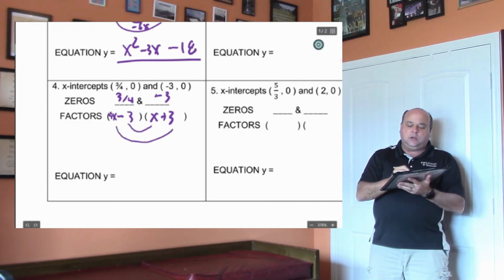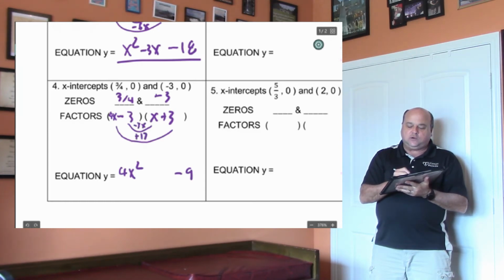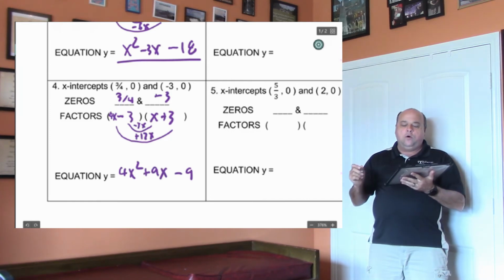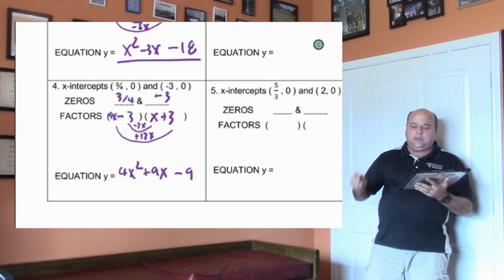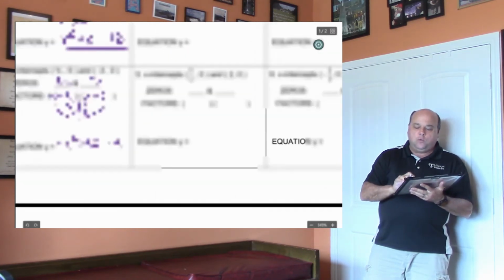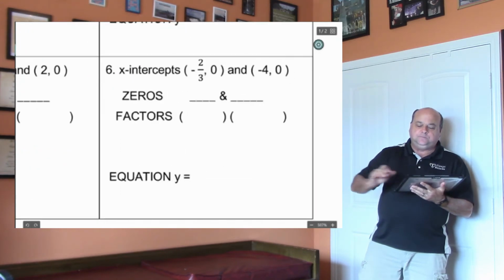Then you just multiply. So I'm going to get 4x times x is 4x squared. -3 times +3 is a -9. -3x plus 12x, that's going to be a plus 9x. The y-intercept would be -9, wouldn't it? I'm going to do one more with you. Let's go to number 6.